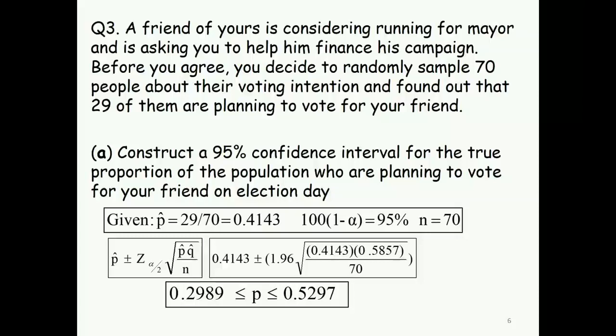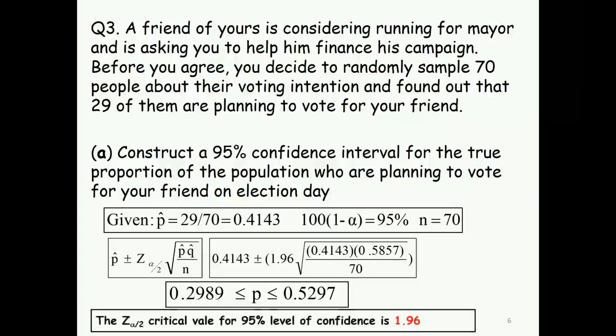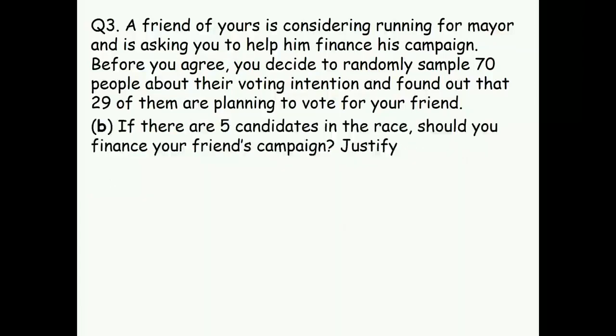Now let's continue to the other question. Question B is saying that, so the critical value is here. Question B, if there are 5 candidates in the race, should you finance your friend's campaign? Would you be happy to finance? If there are 5 candidates, would you say yes or no? Would you be happy to finance or not finance? And then justify your answer.